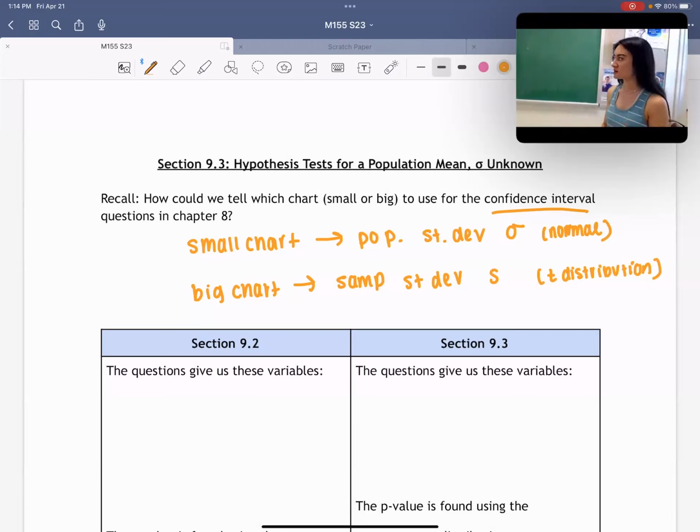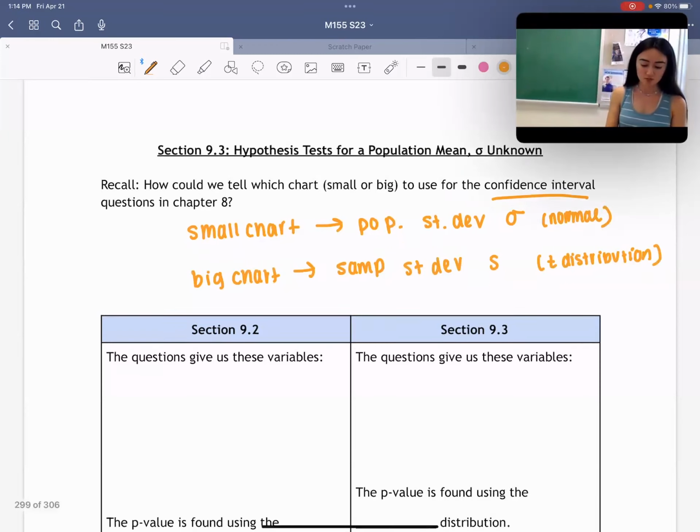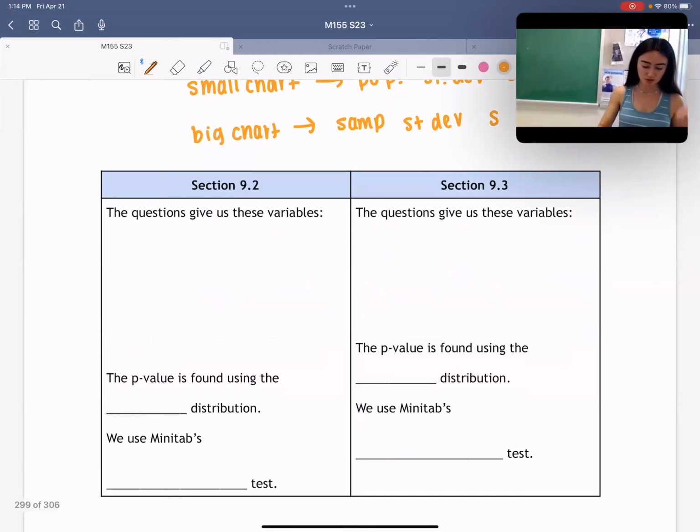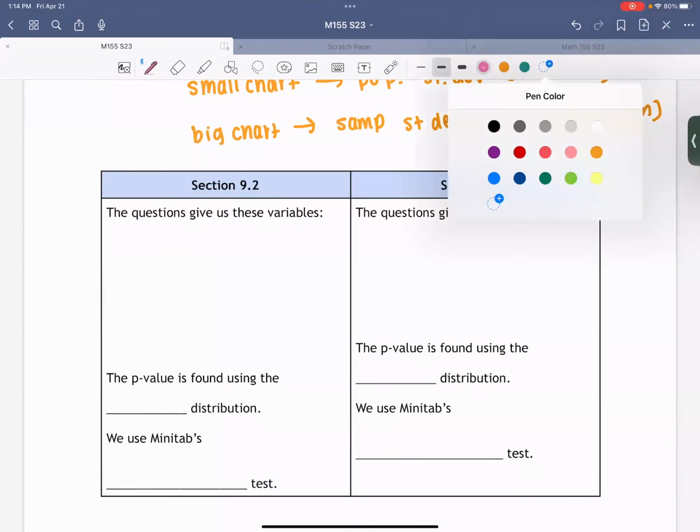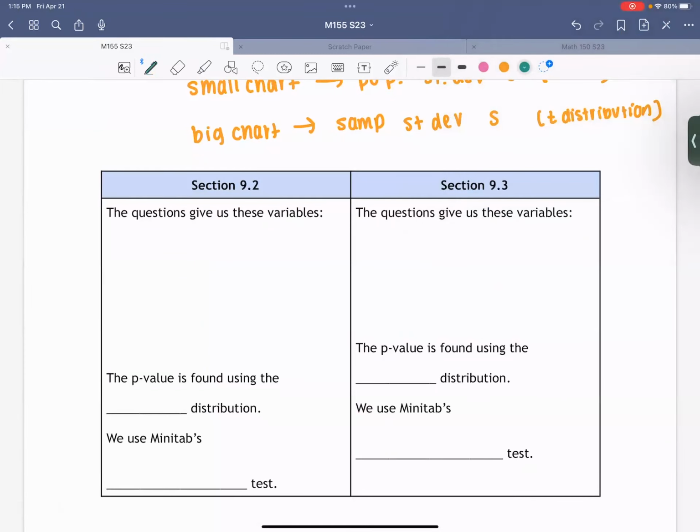So the difference between these types of questions using hypothesis testing is the same thing. It's actually the same difference, and we use a different Minitab test based on which one that we're given, okay? Let me explain how this is going to go. On the left, we have section 9.2. That's the old stuff that we did, what we did on Monday and Wednesday.